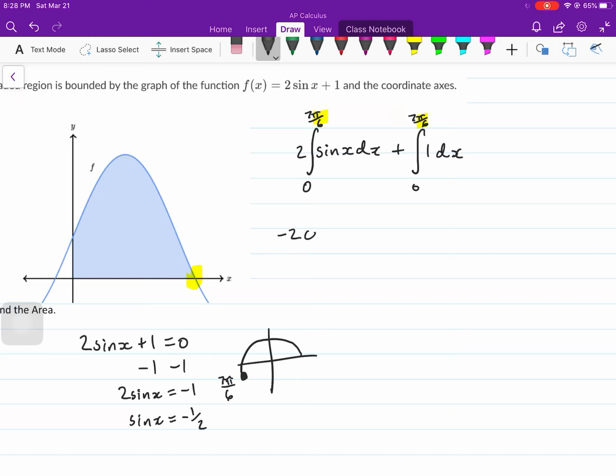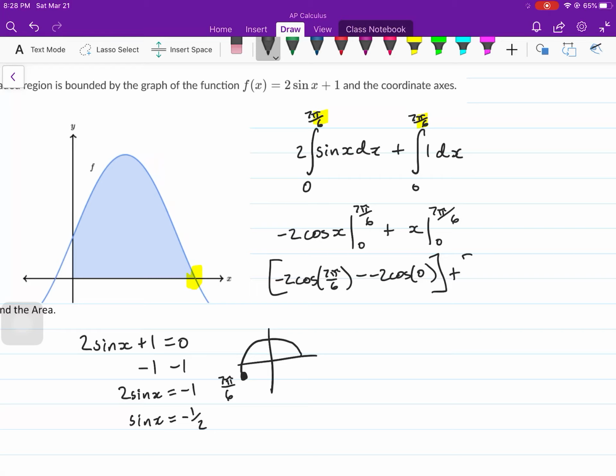So let's go ahead and integrate. This would be -2 cosine of x from 0 to 7 pi over 6 plus x from 0 to 7 pi over 6. So then we'll have -2 cosine of 7 pi over 6 minus -2 cosine of 0 plus 7 pi over 6 minus 0.